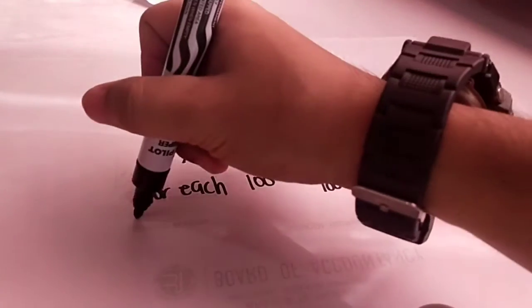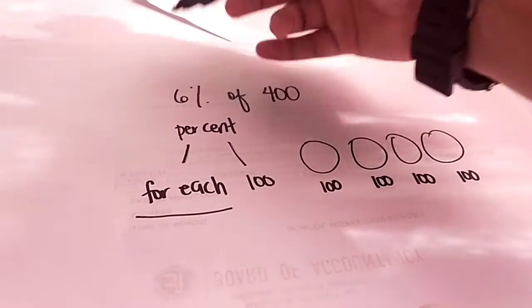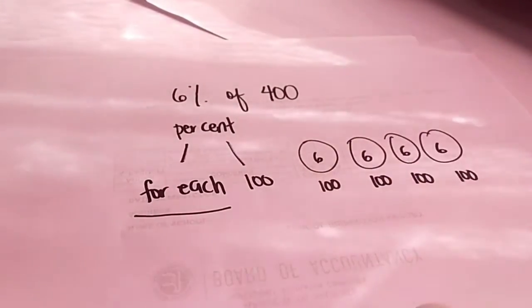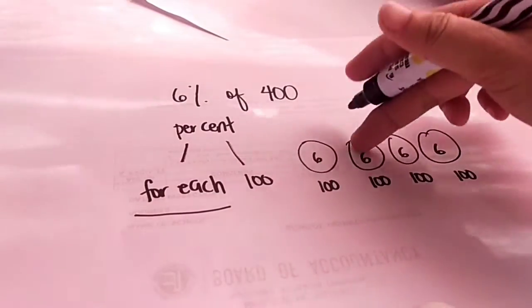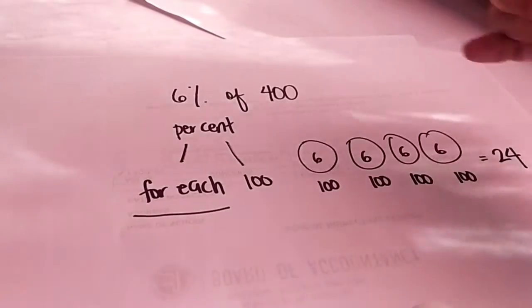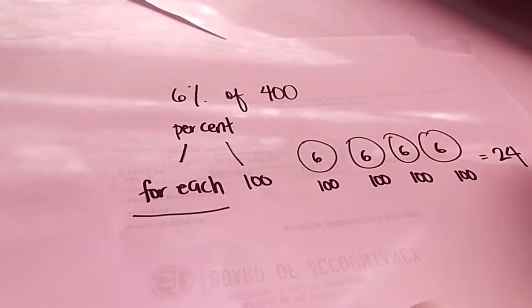It says here that for each there is 6. So let's put 6, 6, 6, and 6. All we need to do is add all in the circles. Total of 24. It means 6% of 400 is 24.